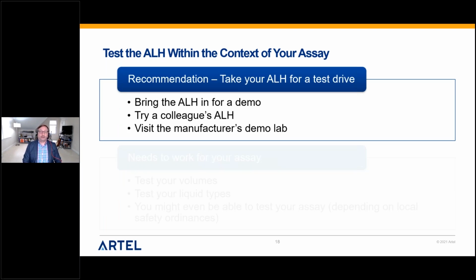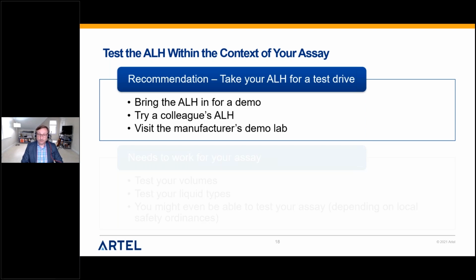Speaking of your assay, if you're in the market, the recommendation is take it for a test drive. Sometimes you can bring in some of the less expensive models, because they're smaller, they're more portable. Bring it in for a demo. A lot of times these companies will come in, they'll set it up, and you can test drive it. If you have a colleague down the hall, another building, go try it out.